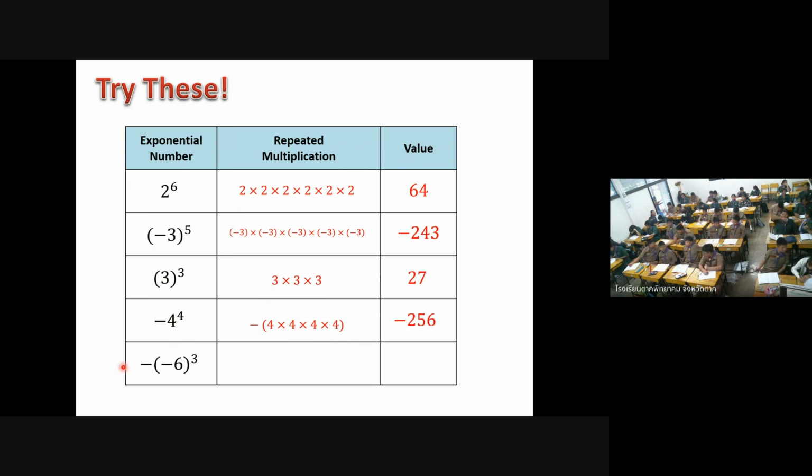Okay, next. Negative times negative 6 to the power of 3. So we're going to have negative times the quantity of negative 6 times negative 6 times negative 6. Answer, positive 216. Again, negative 6 times negative 6 is 36. Times negative 6, that is negative 216. Negative 216 times a negative number, that would be positive 216.